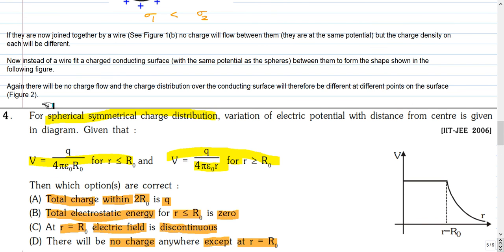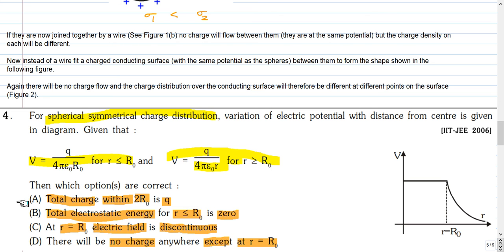This is the next question. For a spherically symmetric charge distribution, the variation of electric potential with distance from the center is given in the diagram. Given that V equals Q divided by 4 pi epsilon naught R naught for R less than R naught, and it is equal to Q by 4 pi epsilon naught R for R greater than R naught. Then which options are correct?